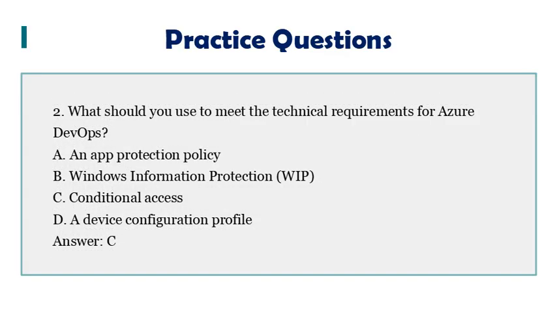2. What should you use to meet the technical requirements for Azure DevOps? A. An app protection policy. B. Windows Information Protection, WIP. C. Conditional access. D. A device configuration profile. Answer: C.